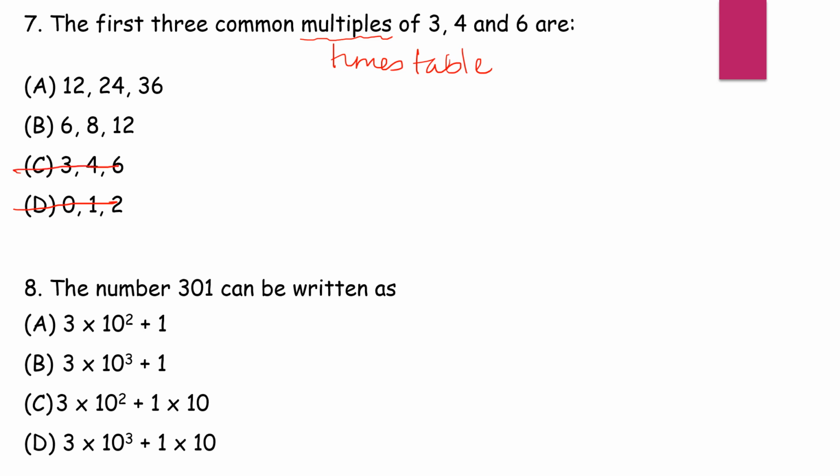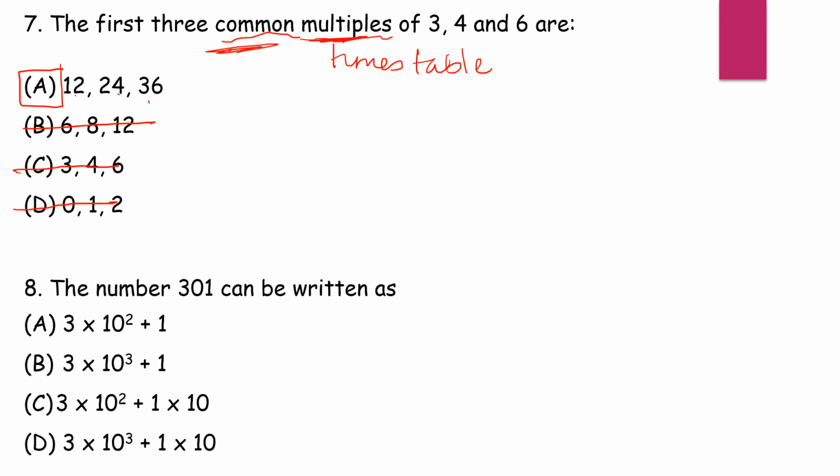When we talk about multiples, remember the word common. So 6, 8, and 12, no, it's not going to be common, but A, 12, 24, and 36 is common and is a part of the multiples of 3, 4, and 6. So the answer is A.